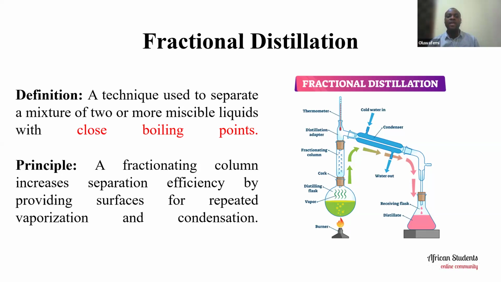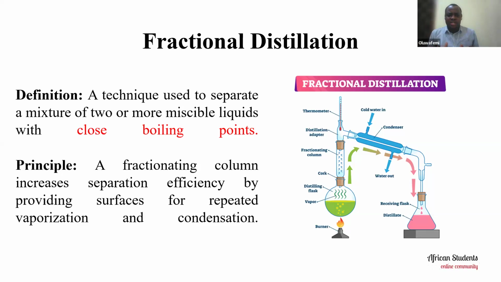So when you have two or more miscible liquids with close boiling points, you don't make use of simple distillation, but you rather make use of fractional distillation. The difference is that for simple distillation, there's no fractionating column employed. You just subject it to heat, and based on differences in their boiling points, the one with the lowest boiling point will vaporize first, then go and condense and become the distillate.